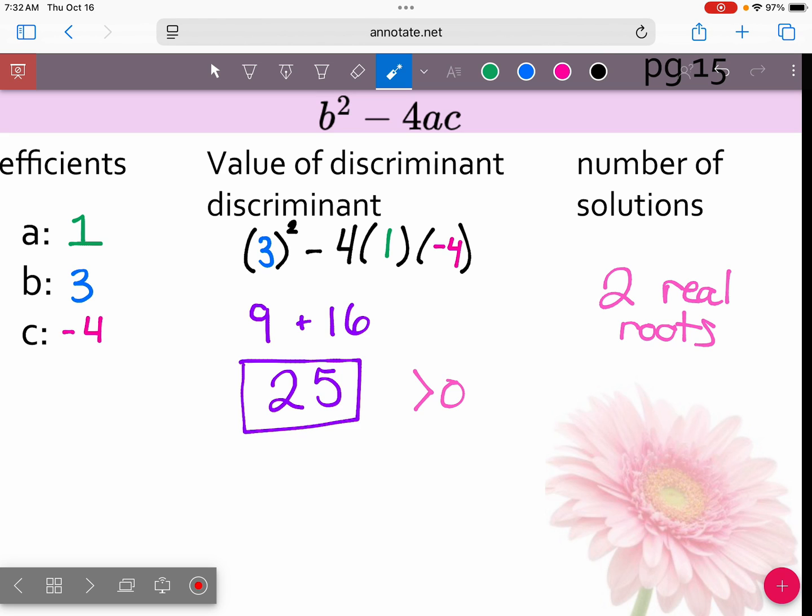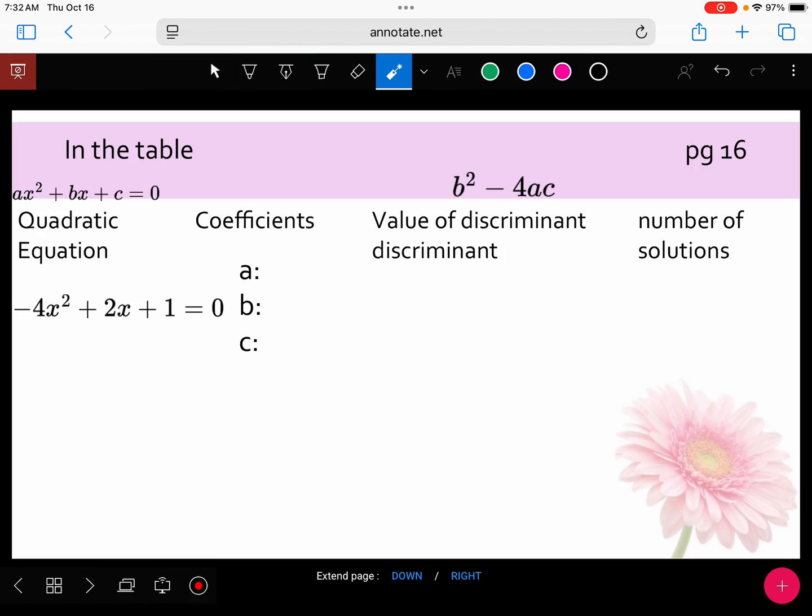It's all based on this discriminant stuff. So we find our A, B, and C, we substitute them in, and then we can check against that table. So let's try it again. So here's top of page 16.